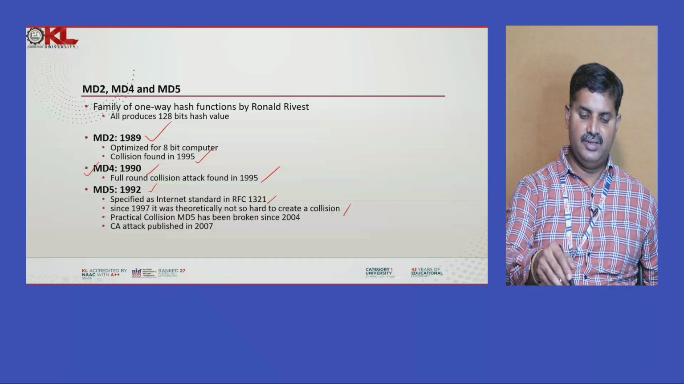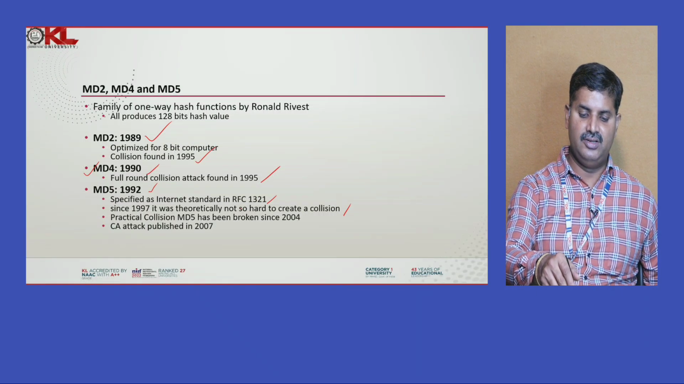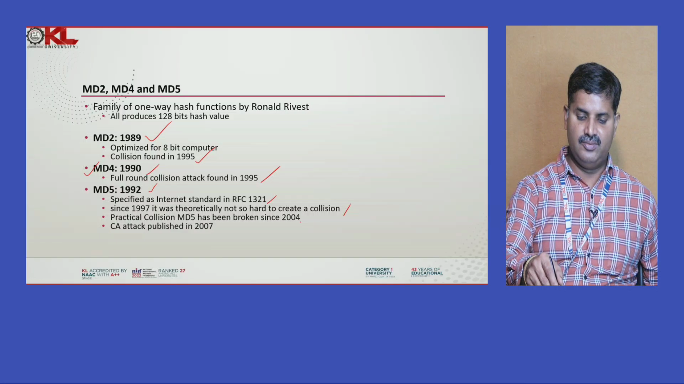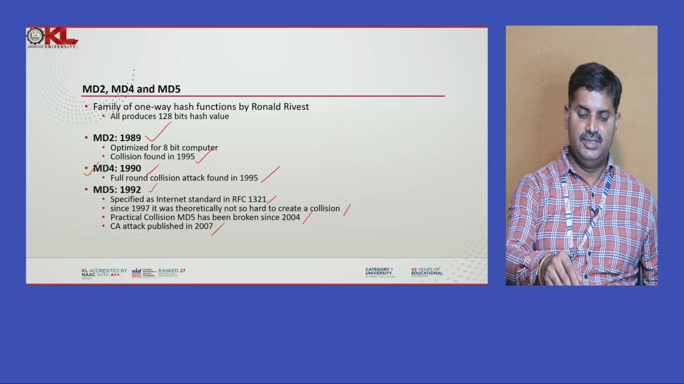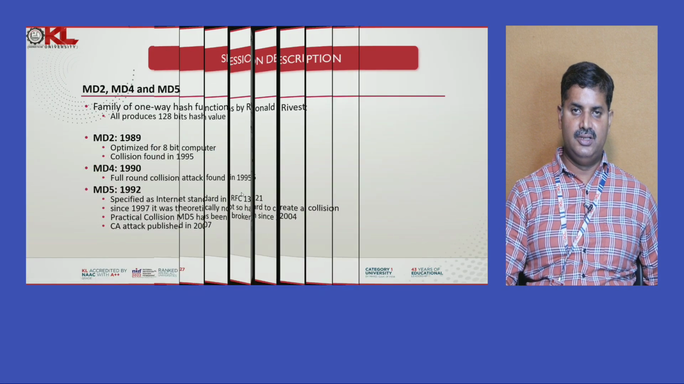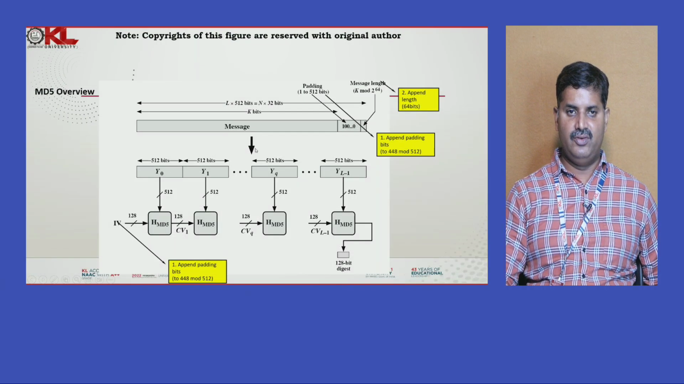Since 1997 it was theoretically not so hard to create a collision, and practical collisions of this method were broken in 2004. An attack was published in 2006. So this is the MD5 overview.